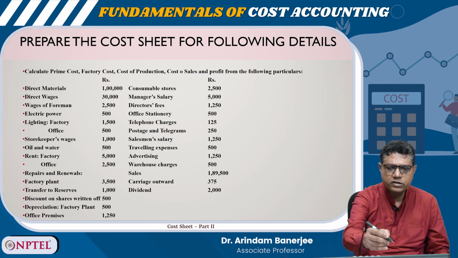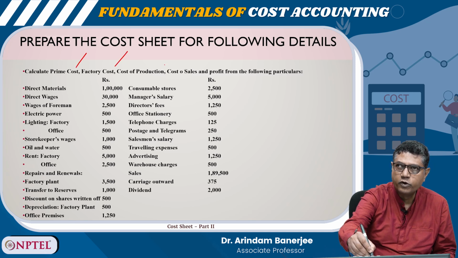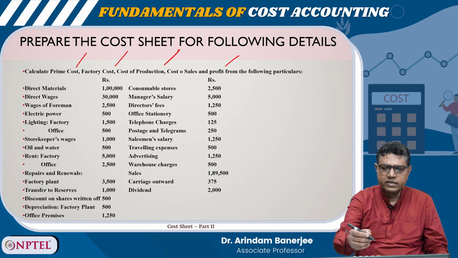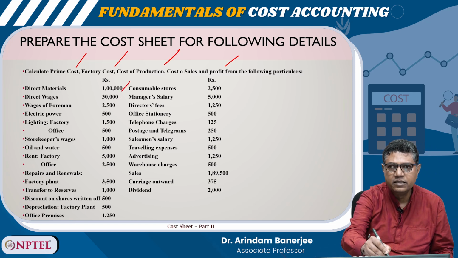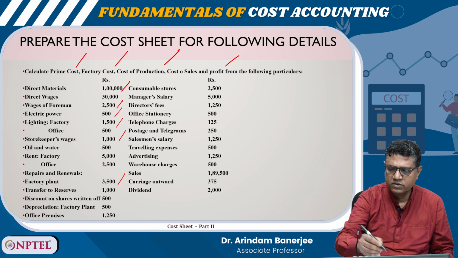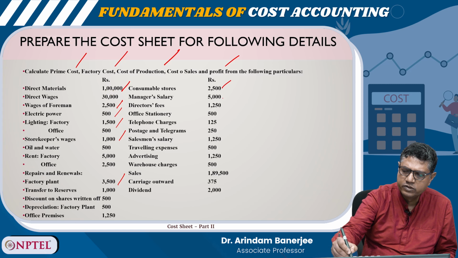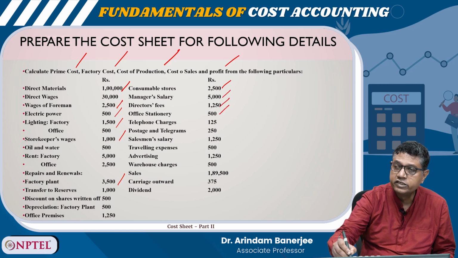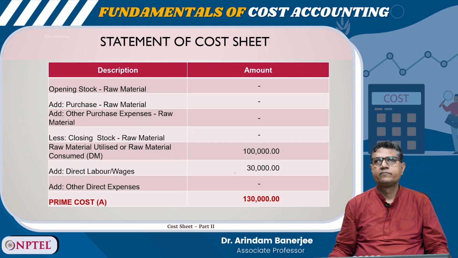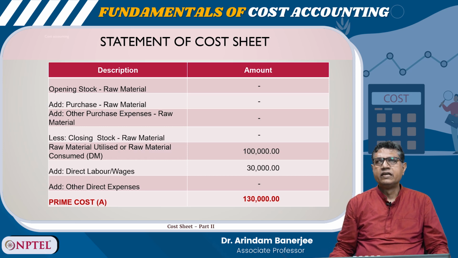Calculate the prime cost, factory cost, cost of production, cost of sales and profit from the following particulars. You see all the cost elements are given here: direct material, direct wages, wages of foreman, electric power, lighting, storekeeper wages, oil and water, rent, repairs and renewal. All the costs are given. Here is also consumable stores, manager's salary, director fees, office stationery, telephone charges, postage, salesman's salary, traveling expense, advertising, warehousing, sales, carriage outward and dividend. So, it is given here. You see the figures are placed here.